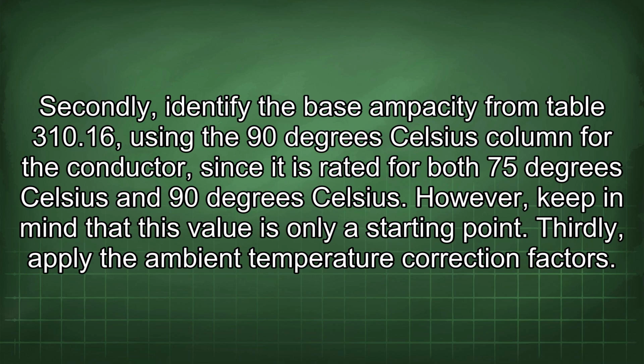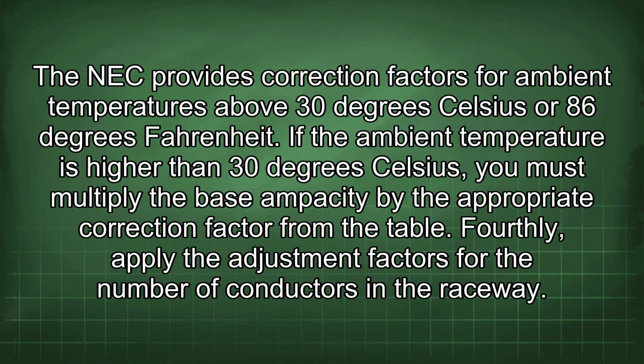Thirdly, apply the ambient temperature correction factors. The NEC provides correction factors for ambient temperatures above 30 degrees Celsius or 86 degrees Fahrenheit. If the ambient temperature is higher than 30 degrees Celsius, you must multiply the base ampacity by the appropriate correction factor from the table. Fourthly, apply the adjustment factors for the number of conductors in the raceway.